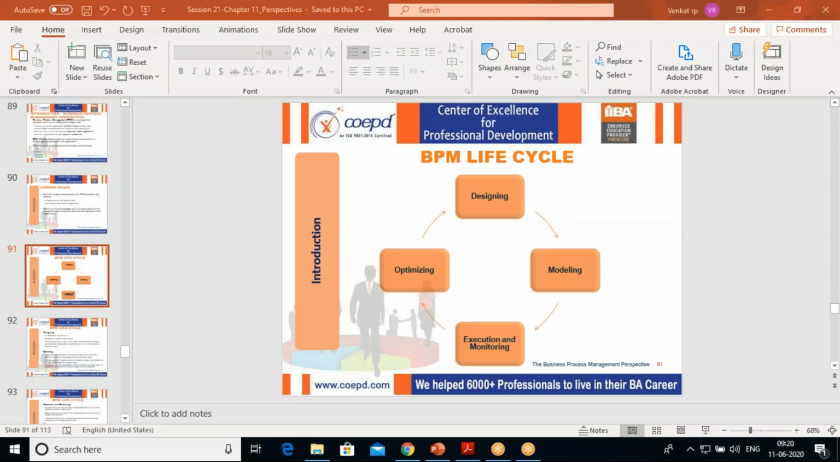Okay, and if you can see here, what if you face any challenge? For that challenge, you will say, I want a design for it, and then you will be designing it, then modeling it, and then you will execute and monitor it, and keep on optimizing it. While optimizing, once again you will be facing a new challenge. For that new challenge, once again you go for the designing part, then the modeling part, and execution and monitoring will happen. Likewise, the business process management life cycle will happen, and it's a continuous life cycle.